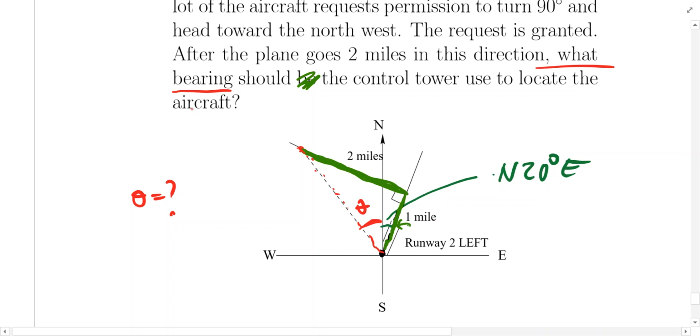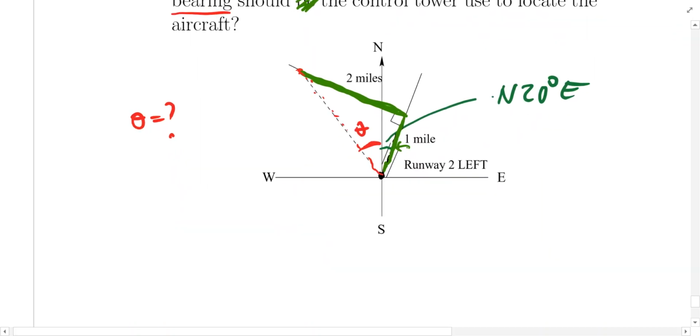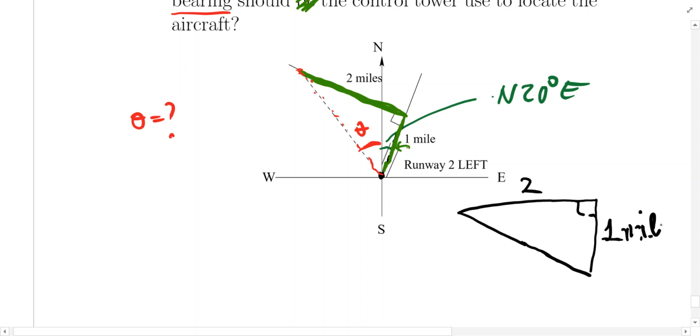Okay, so as you notice, we have a right triangle here. So we can draw it on the side. I kind of flipped it a little bit. So this is 1 mile. This is 2 miles. And then this angle right here is not just theta, it's theta plus the 20 degrees. So this angle right here is theta plus 20 degrees, because I have this red portion, but I also have this green portion that was the 20 degrees.